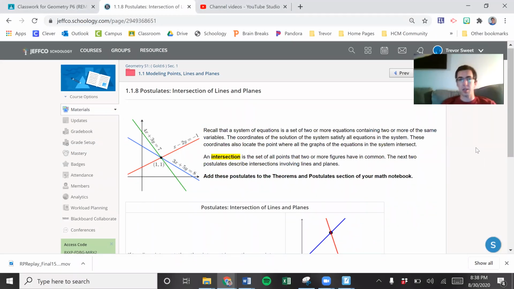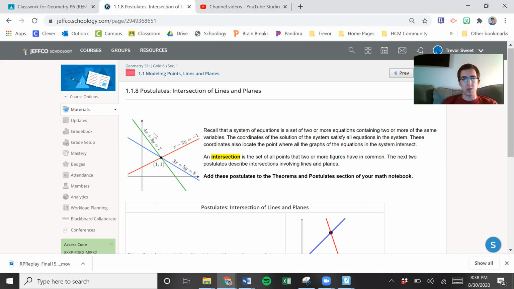Okay, so the next thing we need to talk about is intersections of lines and planes. Recall that a system of equations is two or more equations containing two or more of the same variables. The coordinates of the solution to the system satisfy all equations in the system. These coordinates also locate the point where the graphs of the equations of the system intersect.